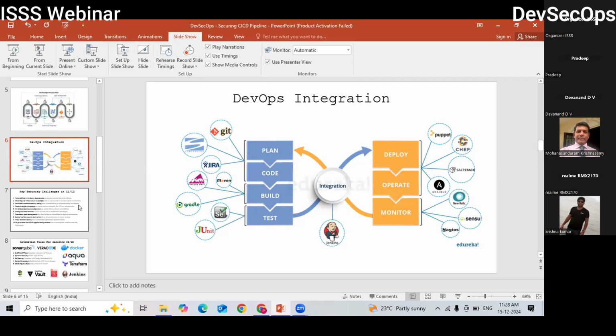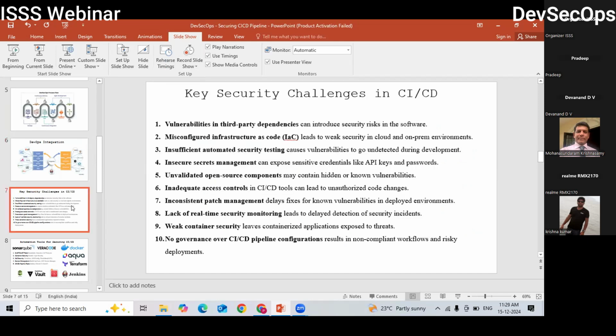Okay. So in this way, as much as possible, we implement the utilities and tools in the pipeline. It makes life simpler. I will take two or three examples of security challenges here. The most popular vulnerability is third party dependencies. When I did a VAPT review for a particular customer, they had lots of vulnerabilities in the third party components.